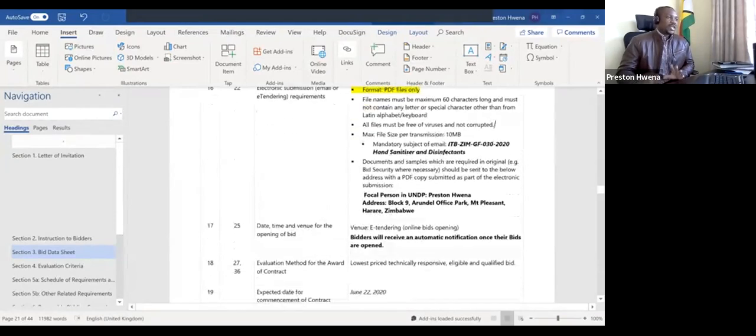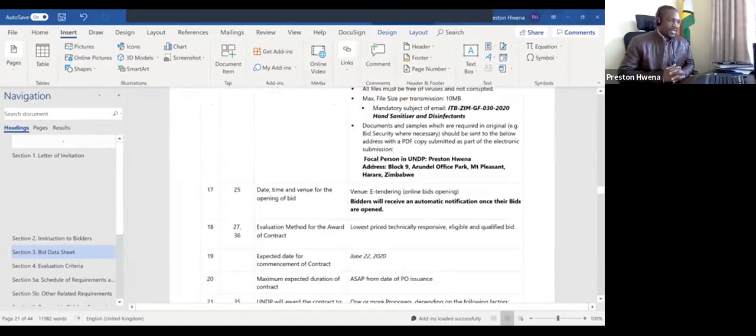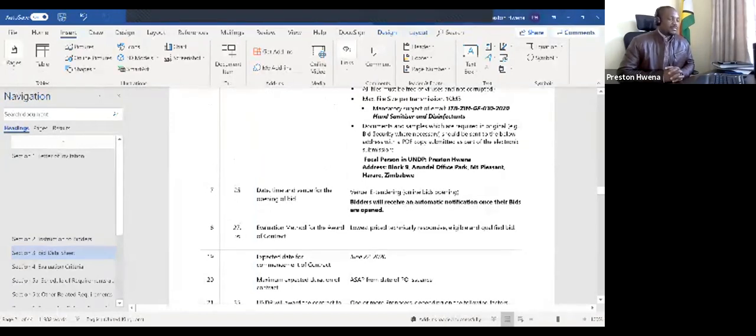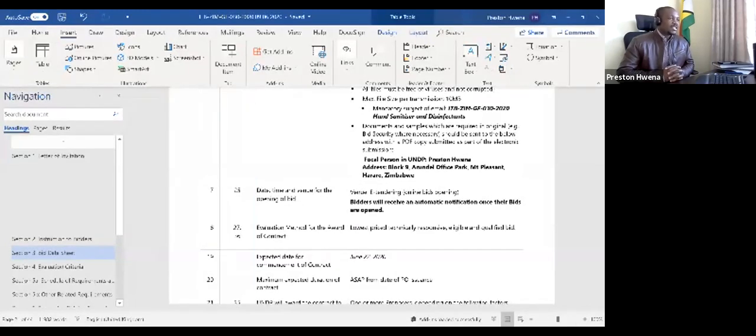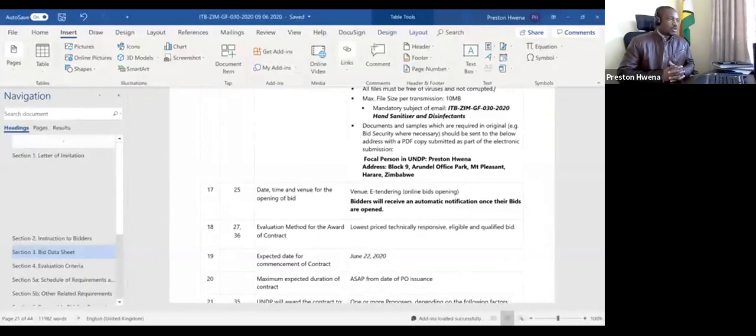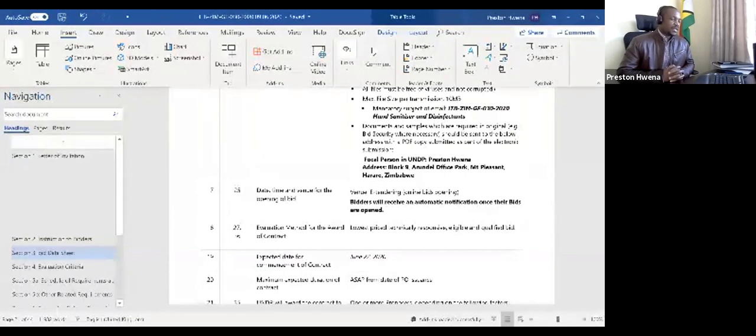When it comes to the date and venue for bid opening, because we are using the e-tendering system, we also use an online bid opening facility. So once the bid closes and we open it, it will automatically send you an email showing that the bids have been opened, and it will also give you a list of all the participants as well as their gross value for the tenders. So there's no need for public bid opening where bidders will be gathered. We are doing this online.